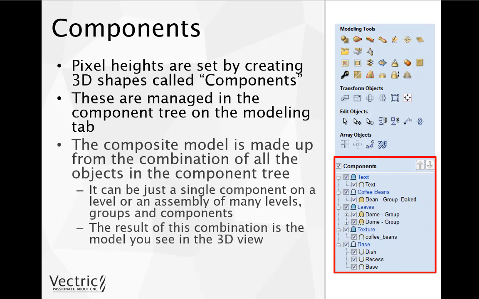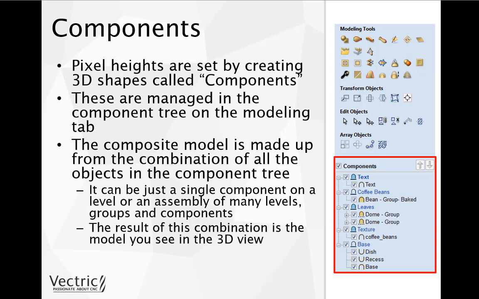Now the result of all of these individual objects combined together is what gives us something that we refer to as the composite model. And so this could just be a single component on a level, or it could be like the example that we've got here where we have an assembly of many levels, groups and components. And this is what you see in the 3D view. The result of all of these components and their combined modes, how they're interacting with each other, is what gives us that finished part, and that's what we're going to machine.